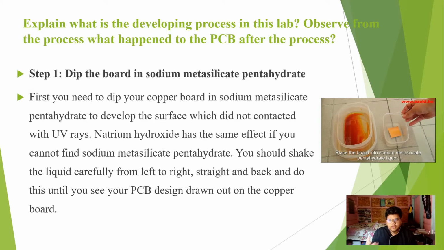So, my next question is explain what is the developing process in this lab. Also from the process, what happened to the PCB after the process. So, step 1 is dip the board in sodium metasilicate dihydrate. So first you need to dip your copper board in sodium metasilicate dihydrate to develop the surface which did not contact with UV ray.